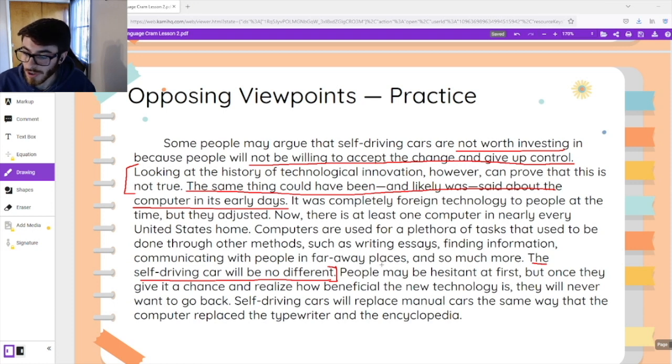People may be hesitant at first, but once they give it a chance and realize how beneficial the new technology is, they will never want to go back. Self-driving cars will replace manual cars the same way that the computer replaced the typewriter and the encyclopedia. So I really only use one piece of evidence here. This piece of evidence about the computer, right? However, that piece of evidence is so strong that it's really the only evidence I need, right?